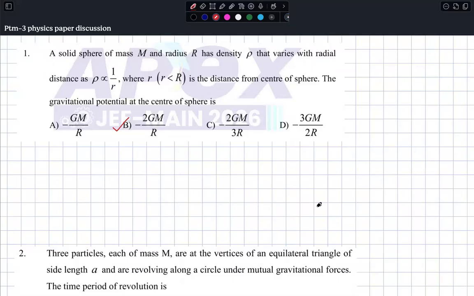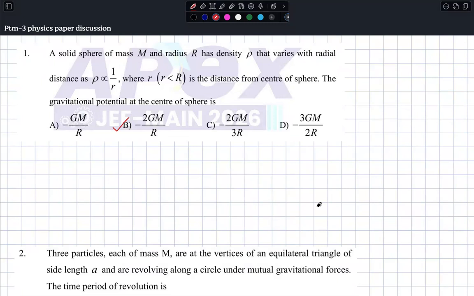Dear students, this is a PTM 3 physics paper, right? The solid sphere of mass M and radius R has density rho that varies. Actually, this is a bit difficult question, but fine, no issues. Where r less than capital R is the distance from the center of the sphere, the gravitational potential at the center of the sphere is.